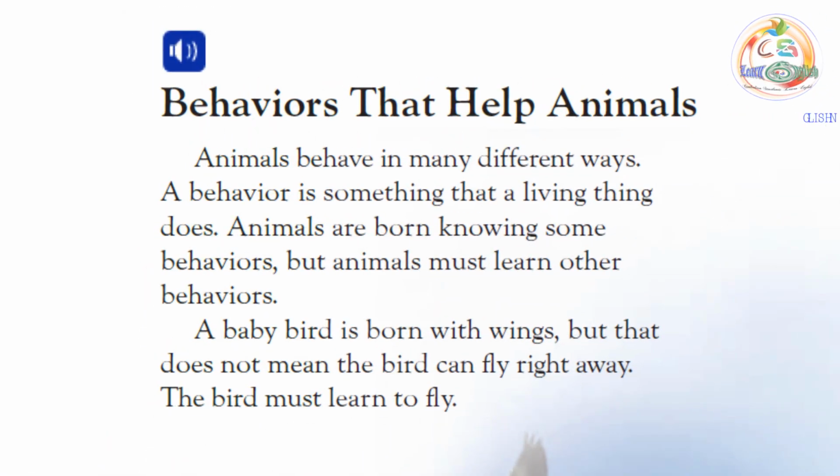Behaviors that help animals. Animals behave in many different ways. A behavior is something that a living thing does. Animals are born knowing some behaviors, but animals must learn other behaviors. A baby bird is born with wings, but that does not mean the bird can fly right away. The bird must learn to fly.